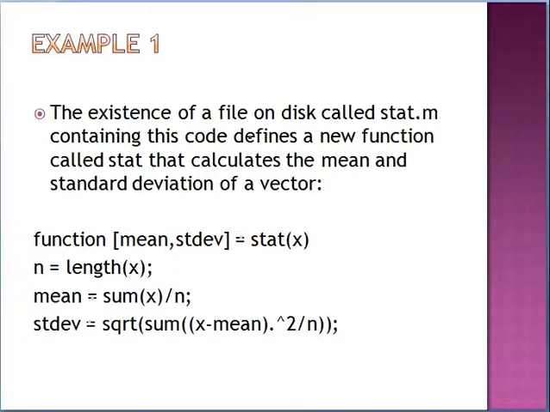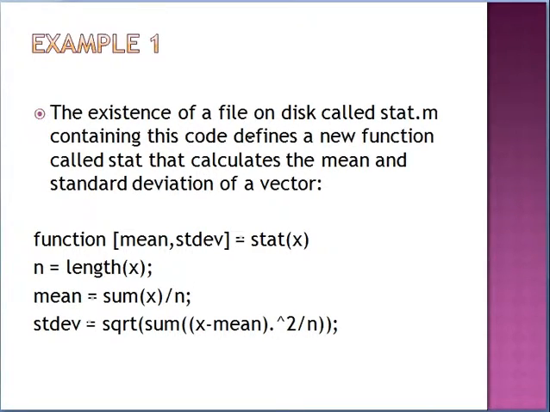Now you will see some examples. Example one: the existence of a file on disk called state.m, the file name, containing this code, defines a new function called state. This is a function, state, that calculates the mean and standard deviation of a vector.